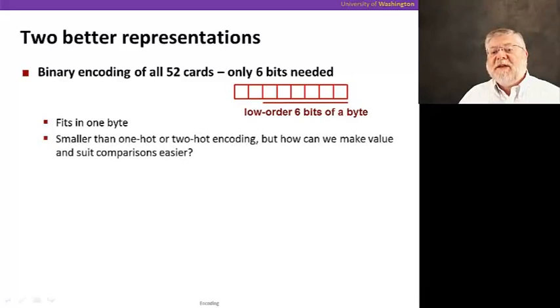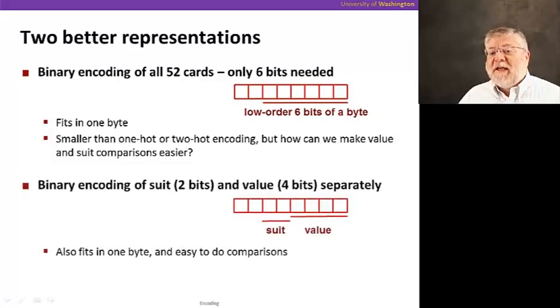It all fits in 1 byte, and it's much smaller than the 1 or 2-hot encoding. But how can we make the value comparisons and the suit comparisons easier? We're still going to have all the cards numbered from 1 to 52, and that will not make it easy to do those comparisons. So we can do something that's a bit of a hybrid.